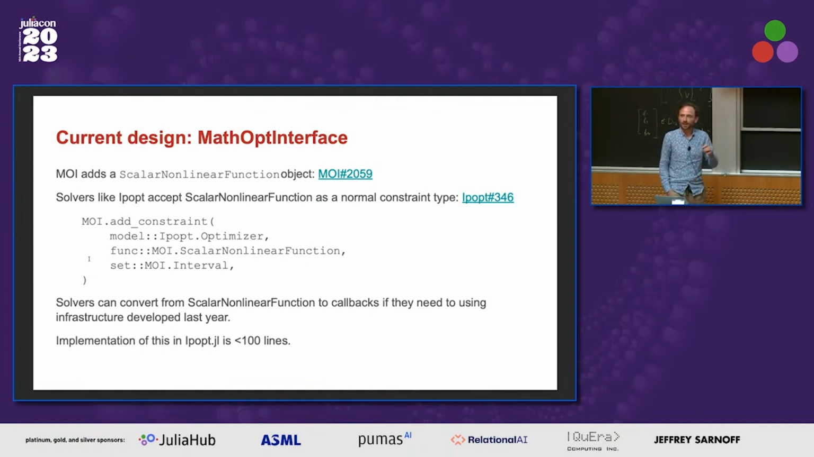And the answer is that inside the MOI.Nonlinear submodule, there's a whole bunch of tools for working with these expressions and turning them into oracles that you can compute with. So the actual implementation of adding this new function support to Ipopt is like 100 lines, because all it does is it reads in the expression graph. It says, hey, MOI, can you return me oracles to compute the function and the gradient and the Hessian? And then here you go.